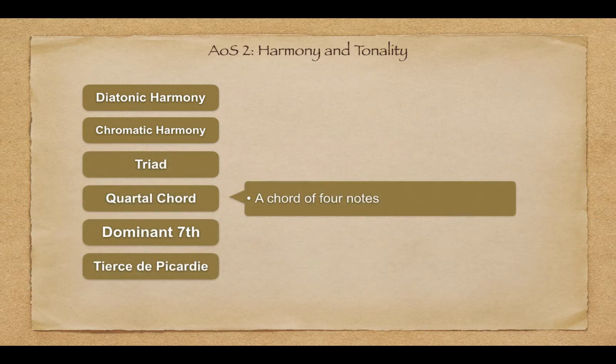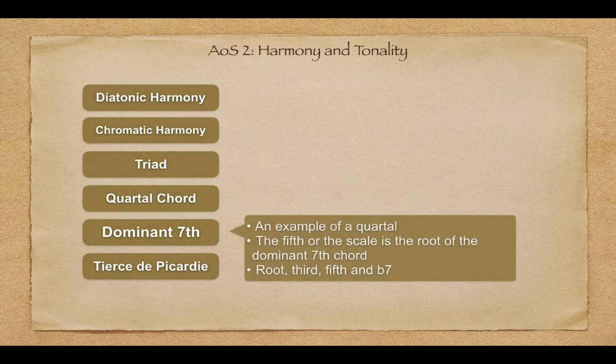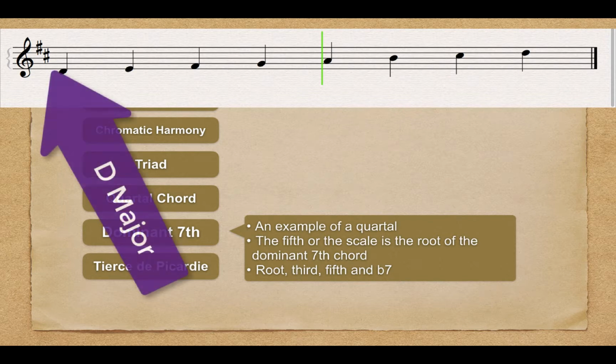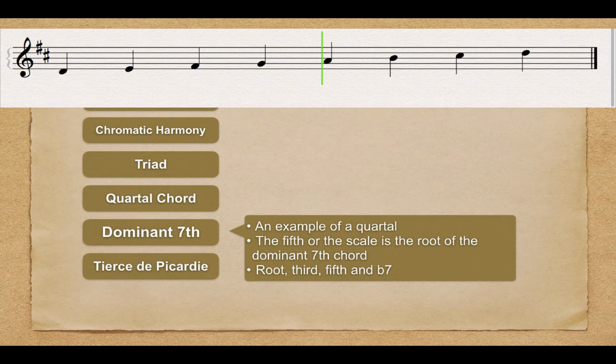Quartal chord. A quartal chord is a chord of 4 notes. Dominant 7th. A dominant 7th is an example of a quartal chord. The dominant 7th is built on the 5th of the scale. That is to say that the 5th, or the dominant of the major scale, is the root of the chord. In D major, the dominant 7th would be built on an A.